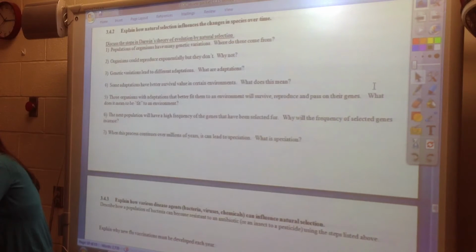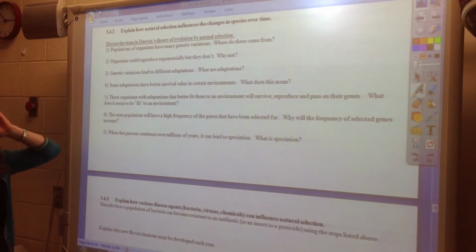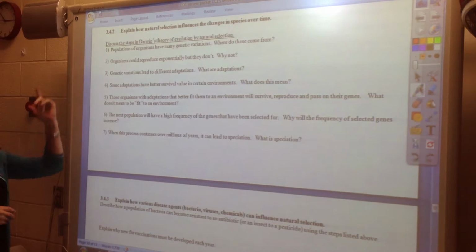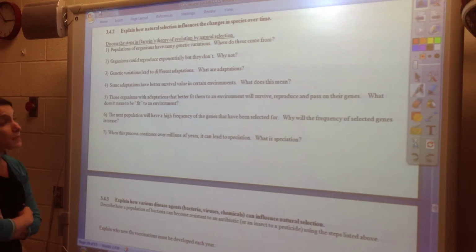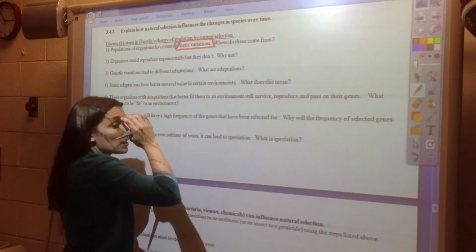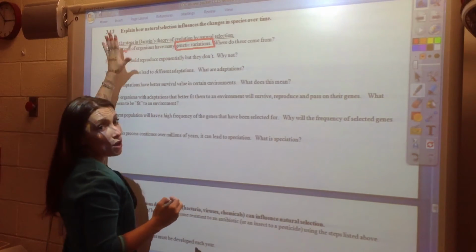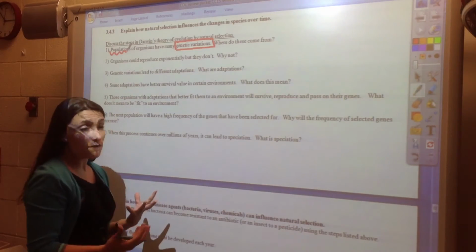Next, we have a little bit about natural selection. Explain how natural selection influences the changes in species over time. Discuss the steps in Darwin's theory of evolution. Populations of organisms have many genetic variations. And so when I look at a population, remember we learned this word, a species. When I look at one species, they're going to have variation.